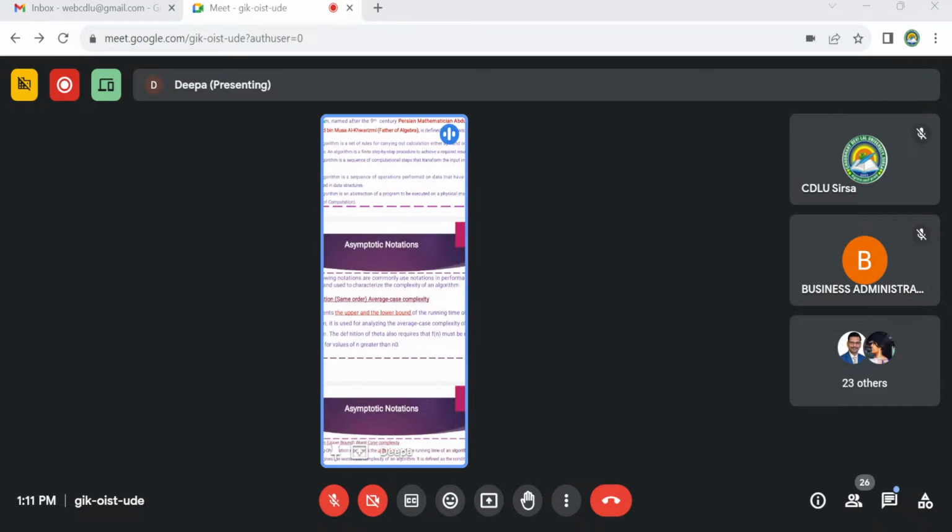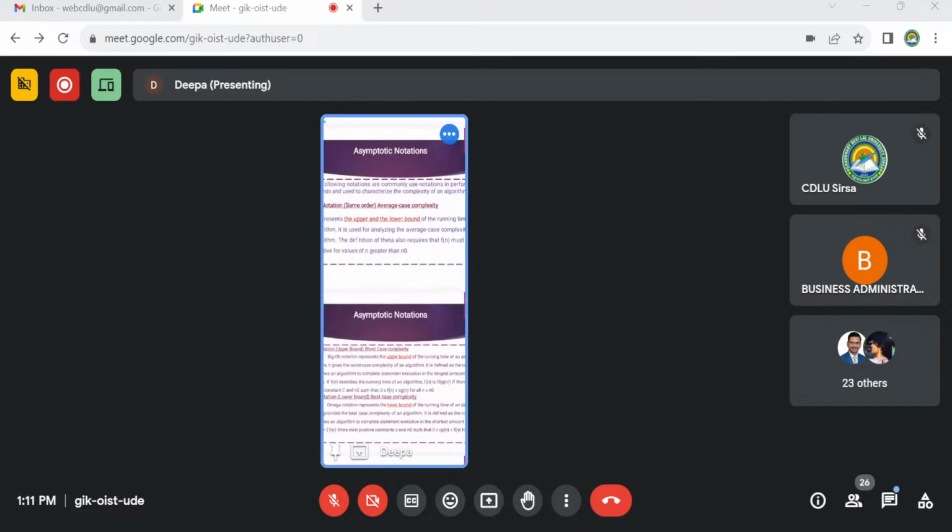We use some asymptotic notations to calculate the complexities of the algorithms, and three notations are used here for the computations. First is theta notation. Theta notation is used to find the average case complexity of an algorithm. It finds the upper and lower bound of the algorithm time. The upper bound is the maximum time it takes to convert the input into the output, and the lower bound is the lowest time it takes to convert the input into the output.